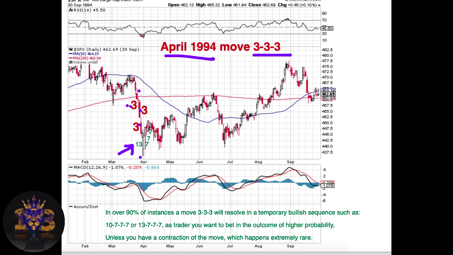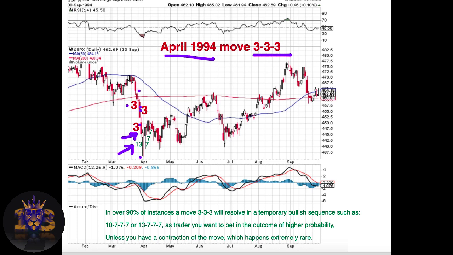This is not your time after 3-3-3 moves. You don't go on the 3rd day of a move 3 and load up with puts. That is the worst thing you can do. Because by definition, in 90+% of outcomes, you're going to have some kind of pump, some kind of bounce. So you don't want to bet in the direction of the lowest probability. You want to start betting in the direction of the highest outcome based off multiple instances in history.